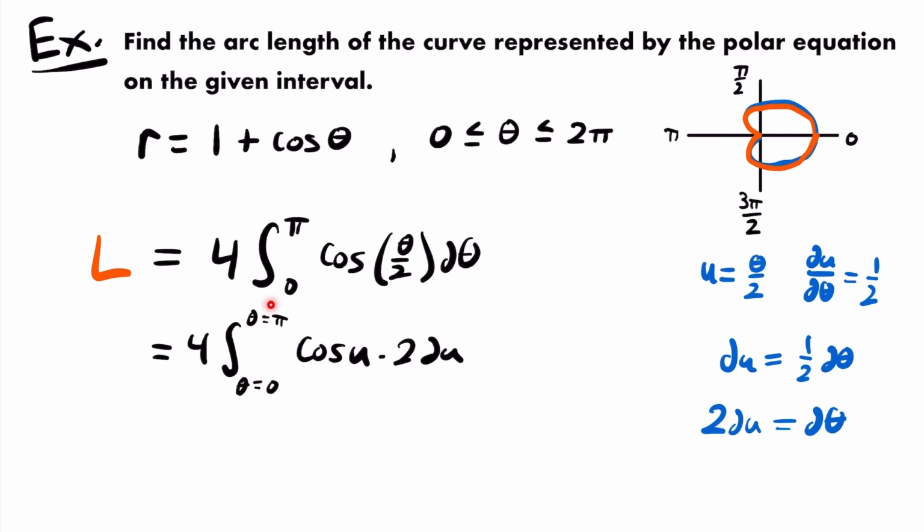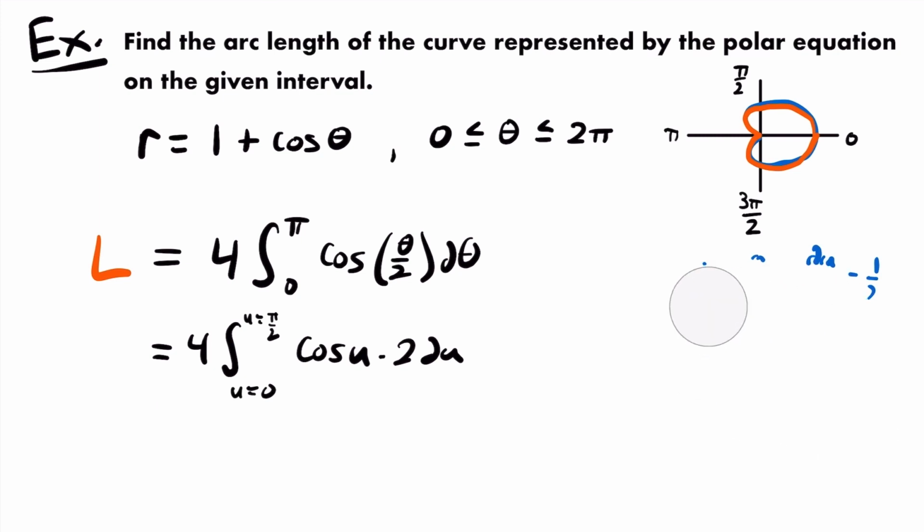So what we'll do is plug these values of theta into what we set u equal to. And so when theta equals 0, we'll have 0 divided by 2. So u is going to be equal to 0. So if I change our lower bound, instead of theta equals 0, we will have u equals 0. And then for the upper bound, when theta equals pi, we'll have pi divided by 2 as our value of u. So the upper bound, instead of being theta equals pi, will be u equals pi divided by 2. Okay, so now u substitution is done. We can now integrate and then evaluate in terms of u.